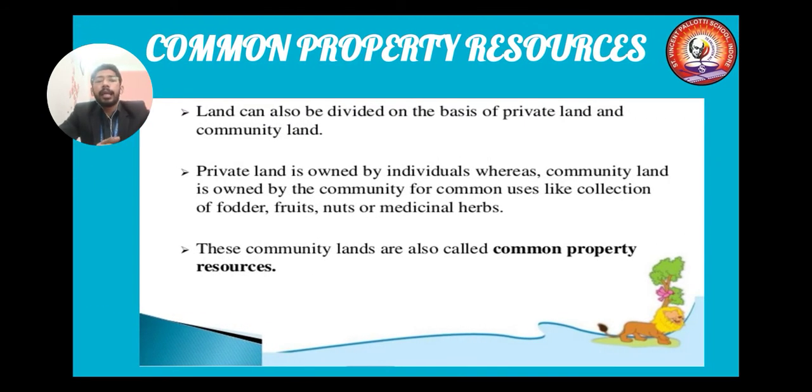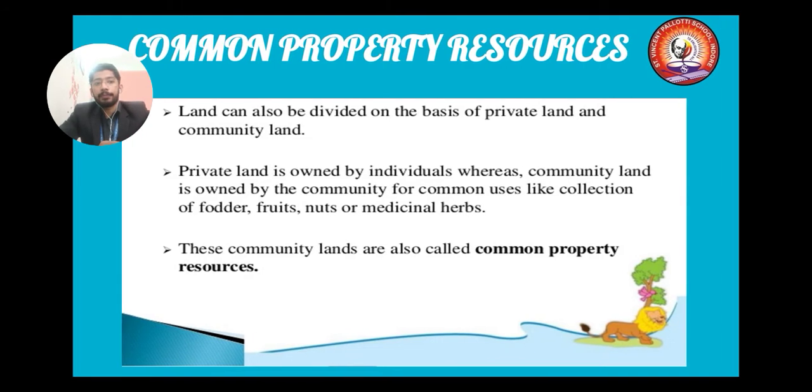Now, this land can be divided into two parts on the basis of private land and community land. What is private land? Any land owned by individuals is known as private land, whereas community land is owned by the community for common uses like collection of fodder, fruits, nuts or medicinal herbs. Fodder means food like hay or straw, generally used for livestock. So these community lands are also called common property resources.